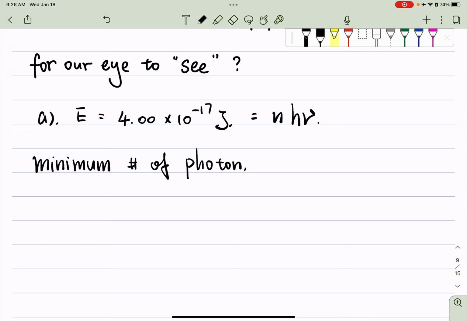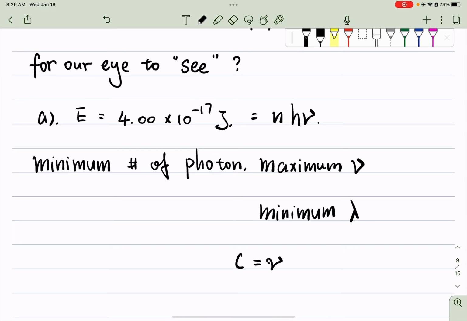So that's why we're talking about light with maximum frequency, and so minimum wavelength. The relationship here is c equals frequency times lambda. We read the question again, and we only respond to 390 nanometers to 700 nanometers. So we're talking about a wavelength of 390 nanometers. That's the smallest wavelength we can see.